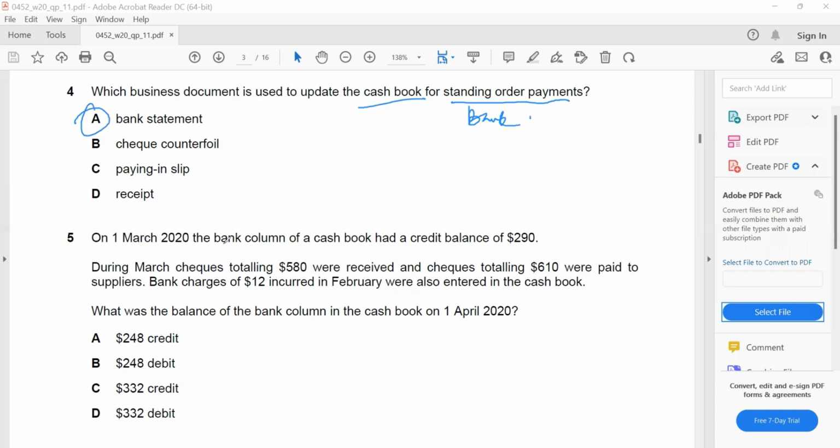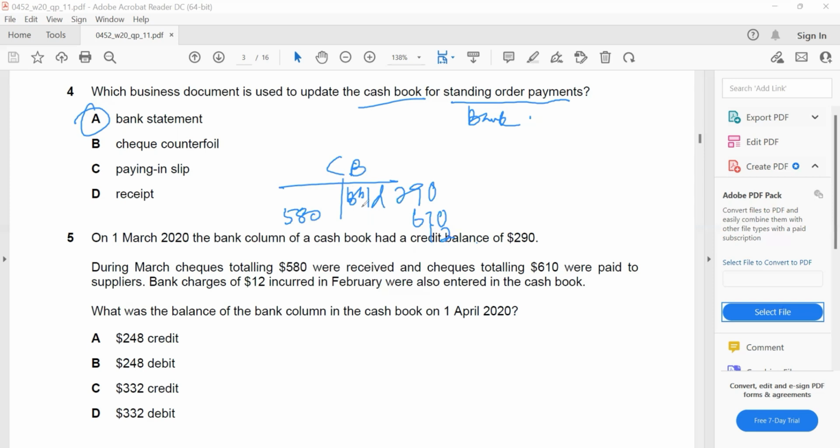On 1st March 2020, the bank column of the cash book has a credit balance. So your cash book bank has a credit balance of 290. During March, cheques totalling 580 were received. That means received 580, and total 601 is the payments made. Bank charges of 12 incurred in February were also entered. So this one is 12. What was the balance of the bank column in the cash book on 1st April?